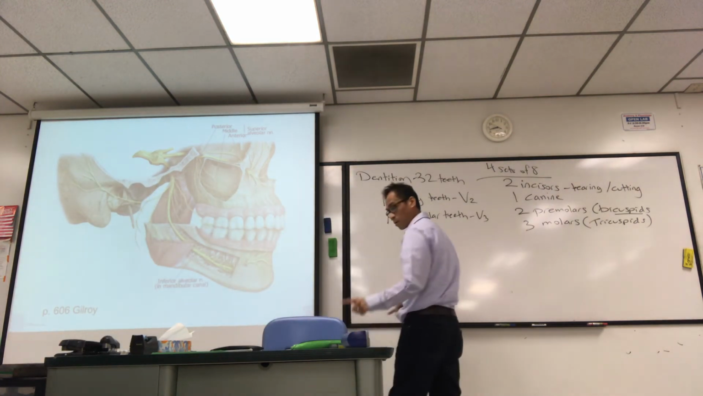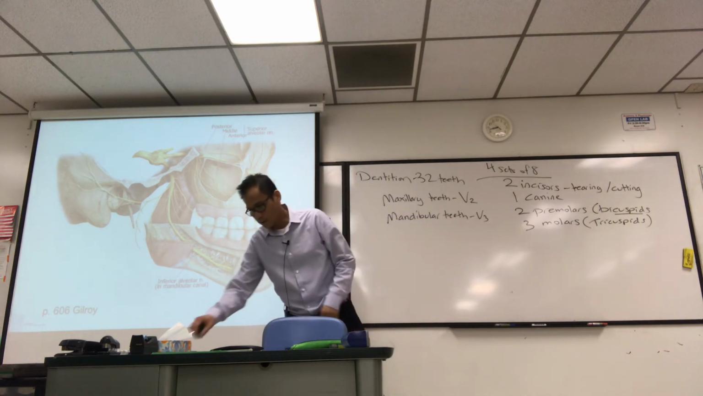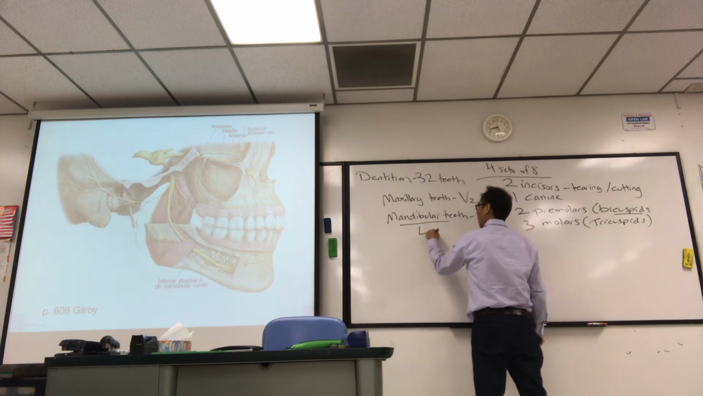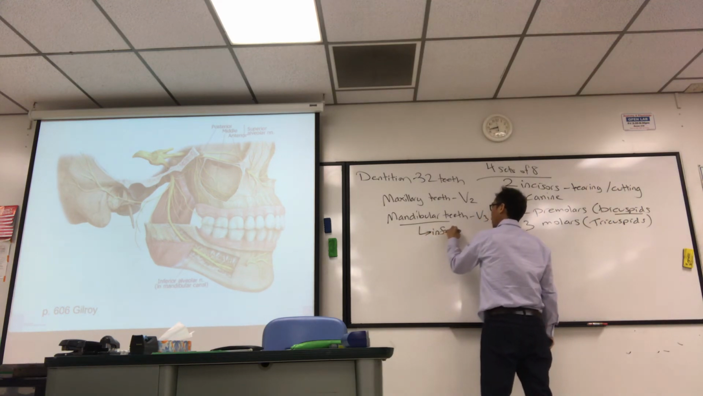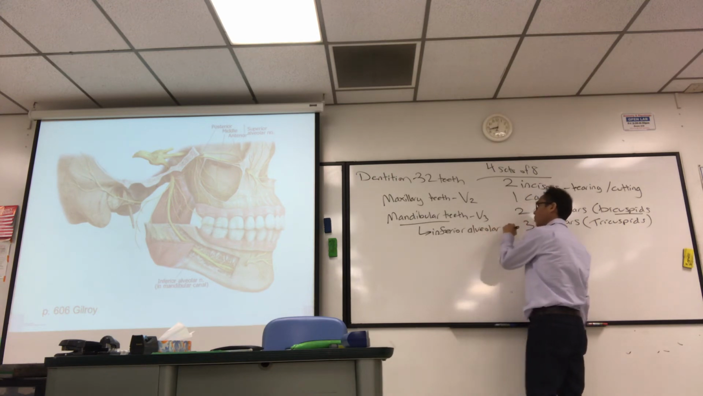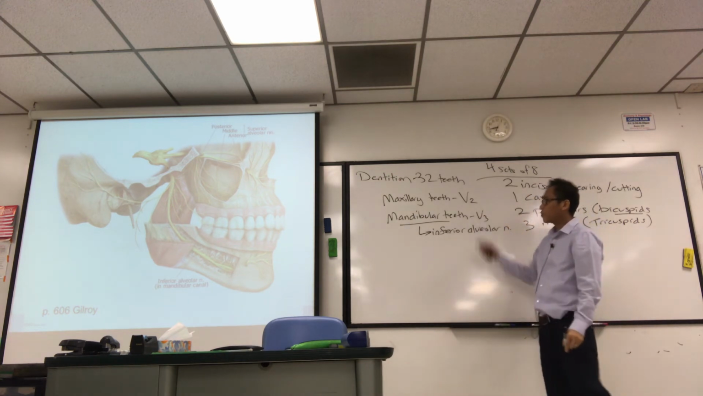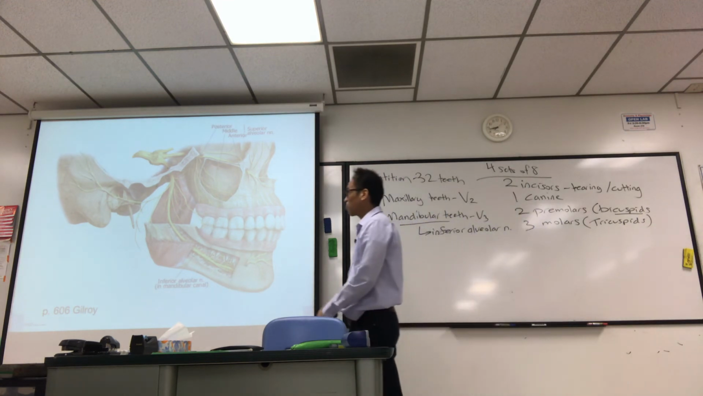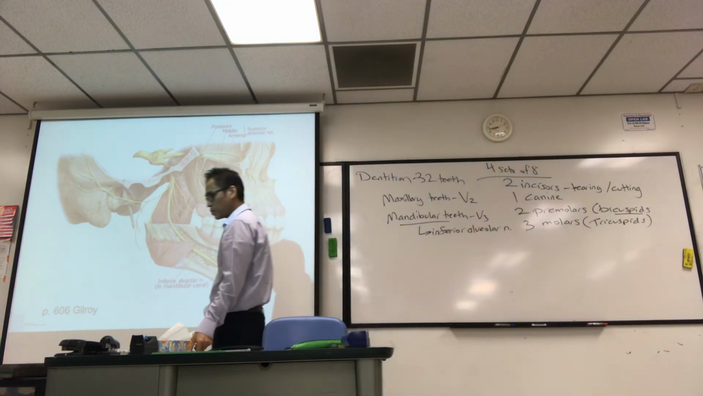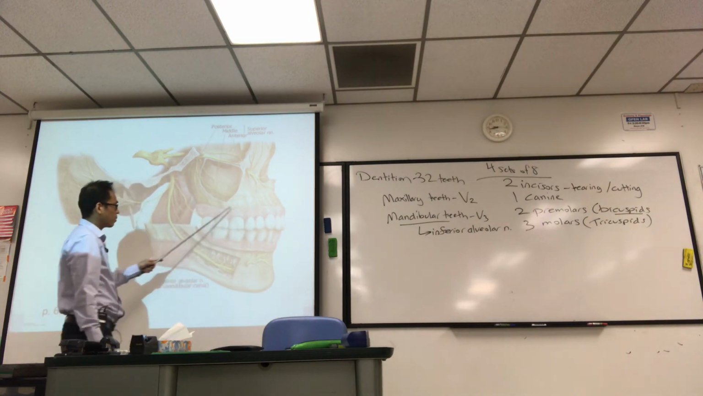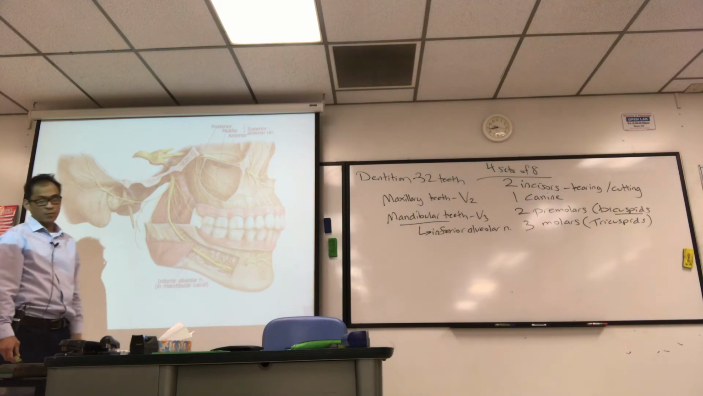So for mandibular teeth, inferior alveolar nerve. For upper teeth, there's no one big nerve that I can just name. There's a bunch of little branches that you don't have to know the names of, just know V2. There's a bunch of branches that will supply your upper teeth.